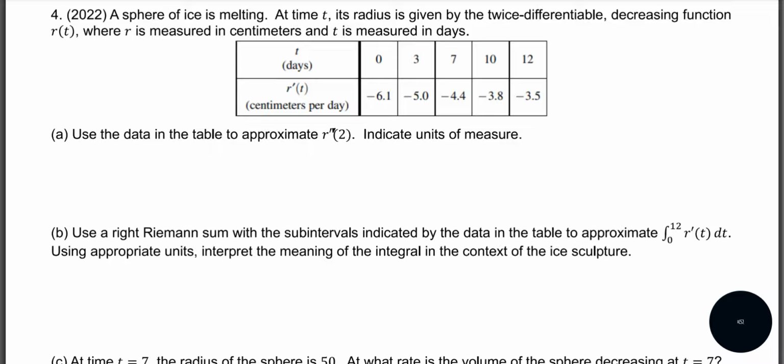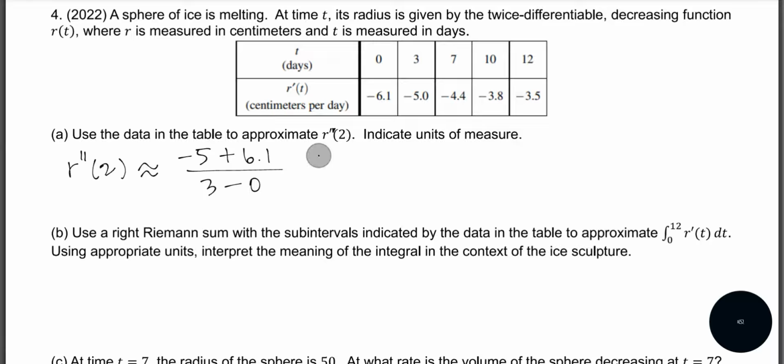So r double prime of 2, we're going to approximate that using, because otherwise you'd be doing like a linear interpolation, and that's not calculus. So r double prime of 2 is going to be approximately, okay, rise over run, negative 5.0 minus negative 6.1 divided by 3 minus 0. I've got all that. That's great.